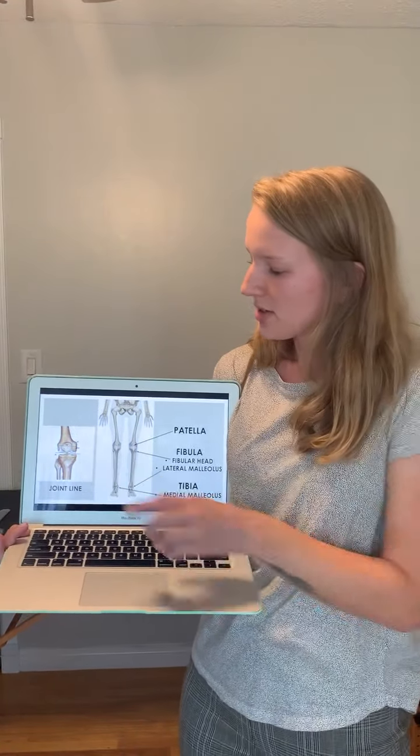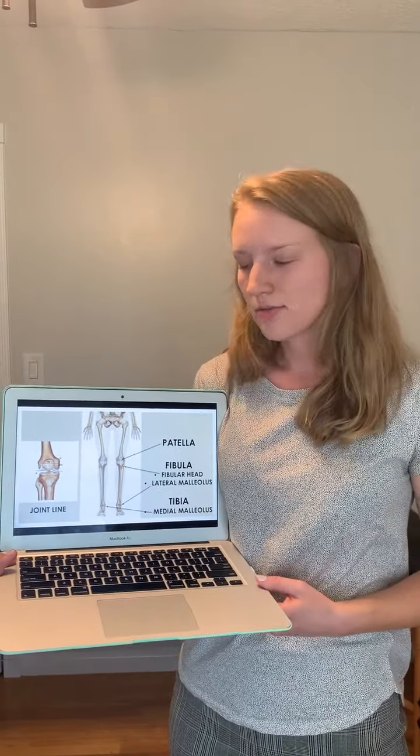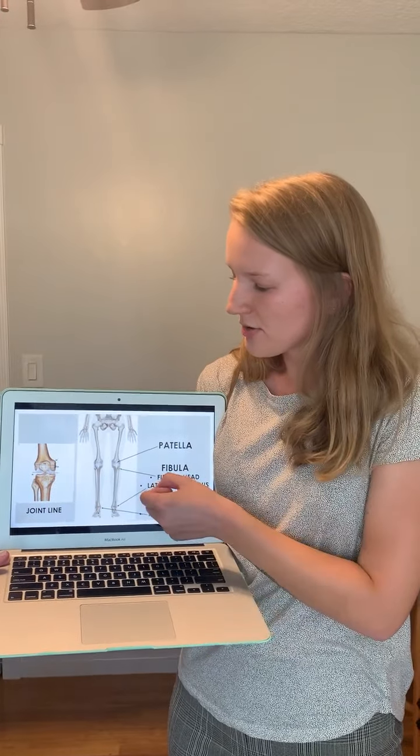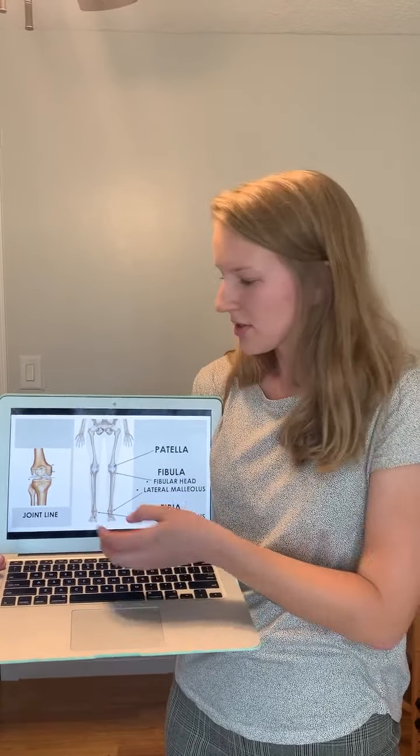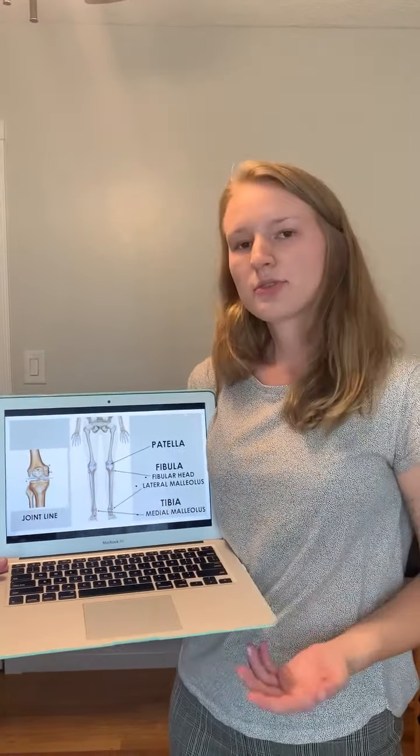And then we also want to be aware of the joint line with the knee. That's where the tibia and the femur meet. They complement each other very well because they have similar shapes. And this space in between is referred to as the joint line.